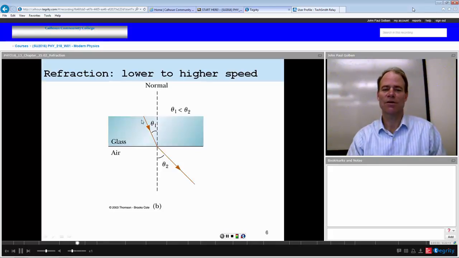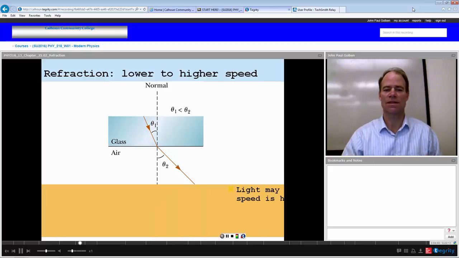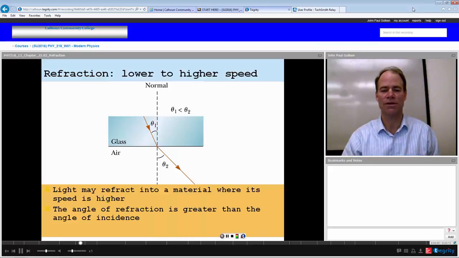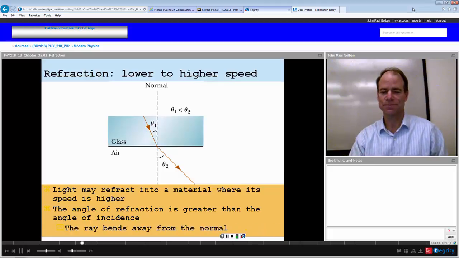We could also go from a medium where light is traveling slower to a medium where it's traveling faster, and in this case it will refract away from the normal, so that the angle of refraction will be greater than the angle of incidence. In this case, the ray bends away from the normal, being that perpendicular line to the interface between the two media.